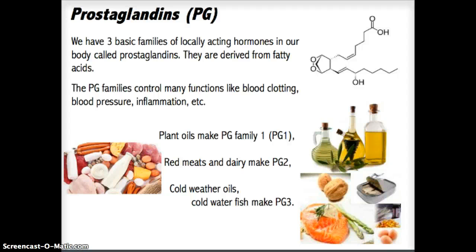They need to be balanced. We have 3 basic families, prostaglandin 1, 2, 3s. They control many functions like blood clotting, blood pressure, inflammation, and more than that. The family 1 comes from plant oils. We call them PG1s. The PG2s come from red meat and dairy products. And the PG3s from cold weather oils and cold water fish.